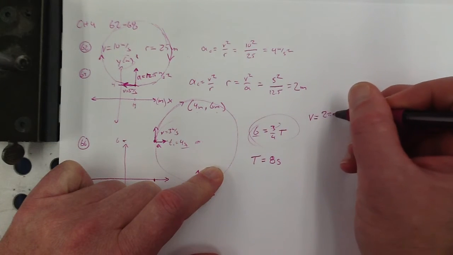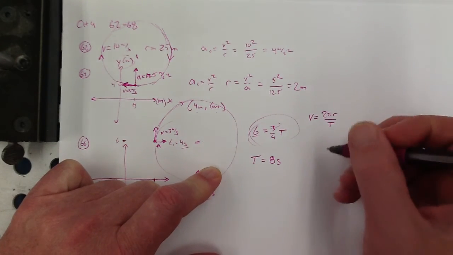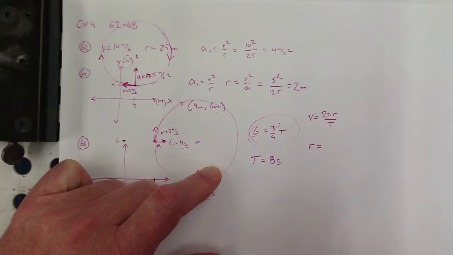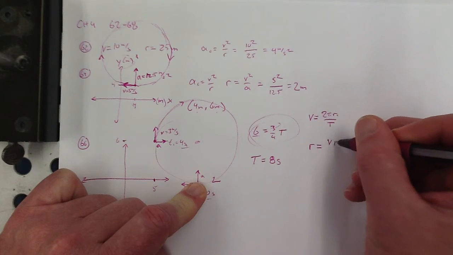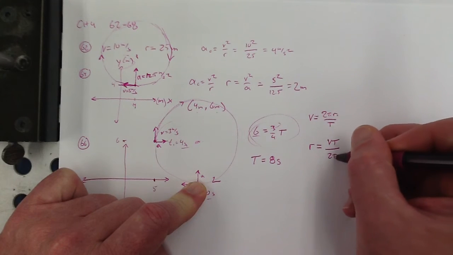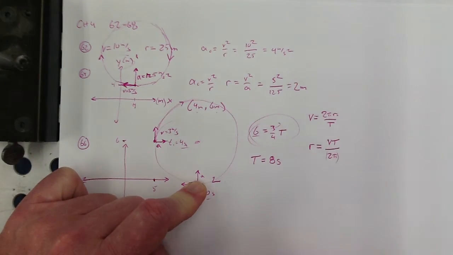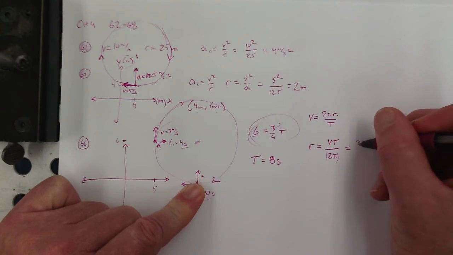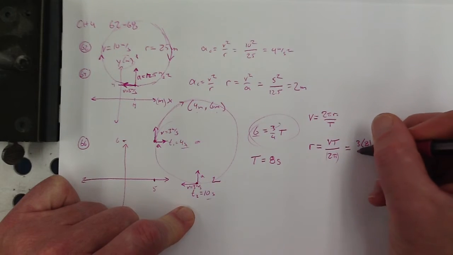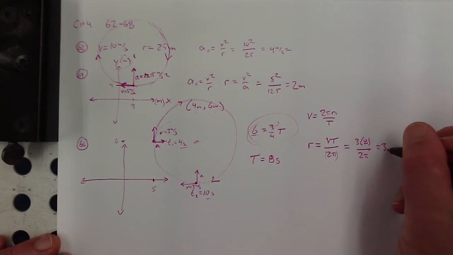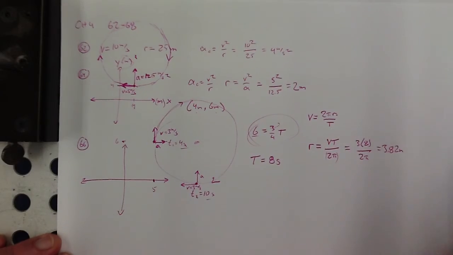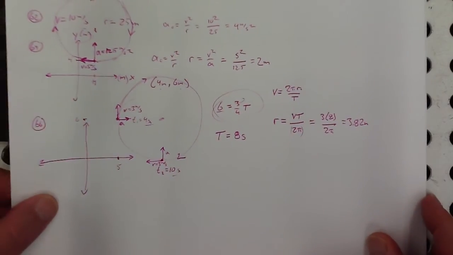We needed that because I know that v is equal to 2 pi r over T, which means that the radius of the circle, which is what we need to know, is equal to vT, you Virginia Tech fans out there, over 2 pi, and you better put that in parentheses in your calculator. So that's 3 times 8 over 2 pi. My trusty calculator says that that is equal to 3.82 meters.